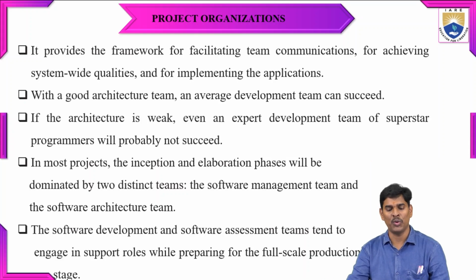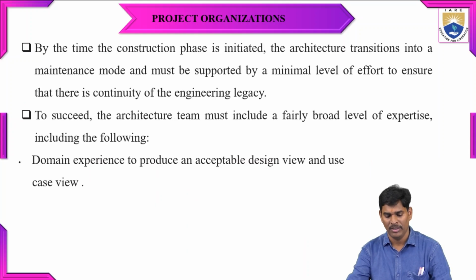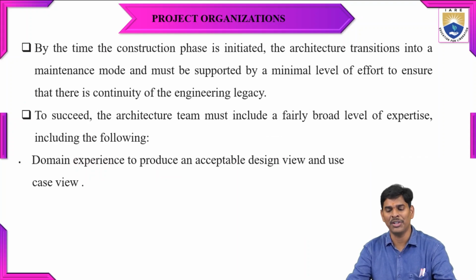So here, in most projects, the inception and the elaboration will be dominated by two distinct teams, such as software management and the architecture team. Whereas the software development and the software assessment team will check the full-scale production. Okay, so here the construction phase will be there. The construction phase is nothing but they are going to implement the different types of prototypes here. Then checking what risks will be performed here. And the architecture team must succeed. Okay, and there should be good cooperation from one team to another team here.